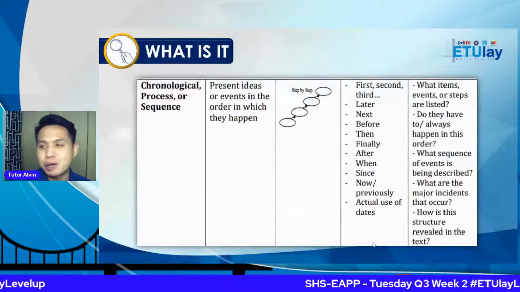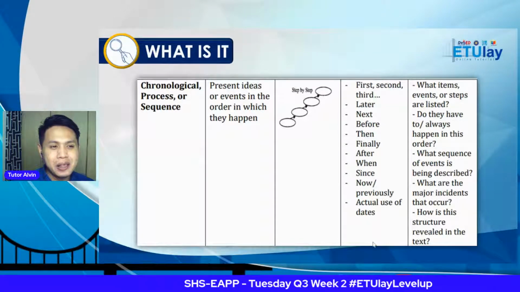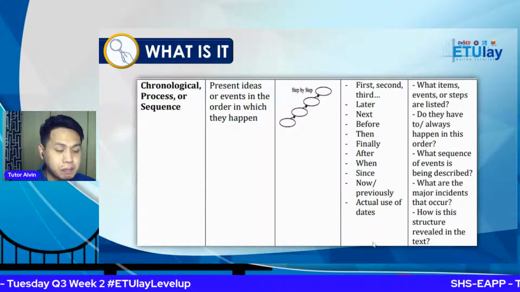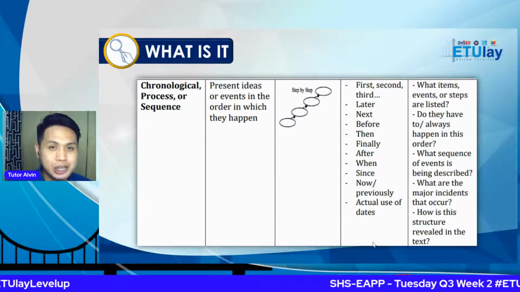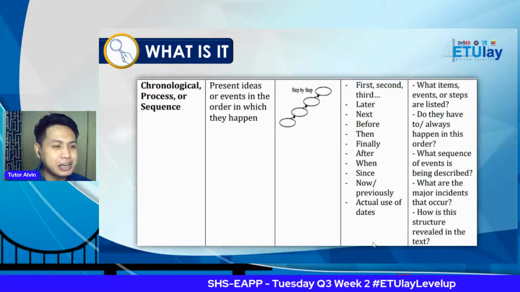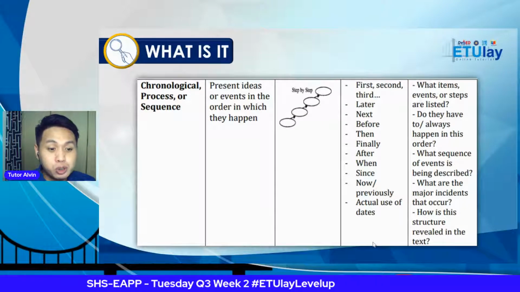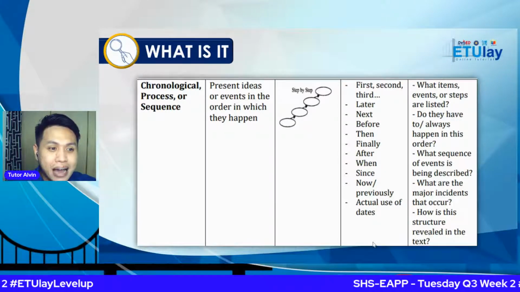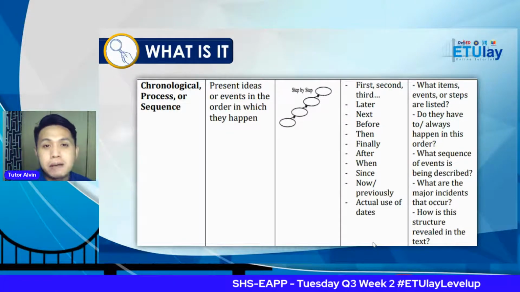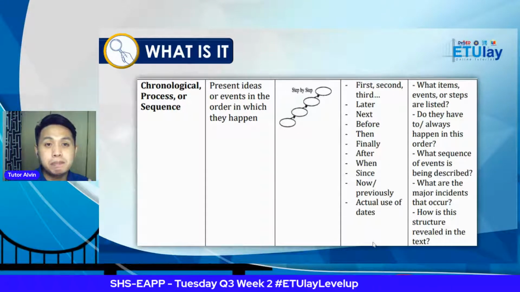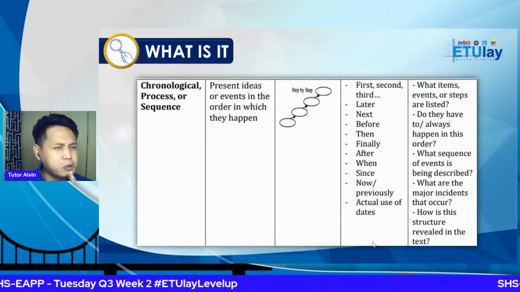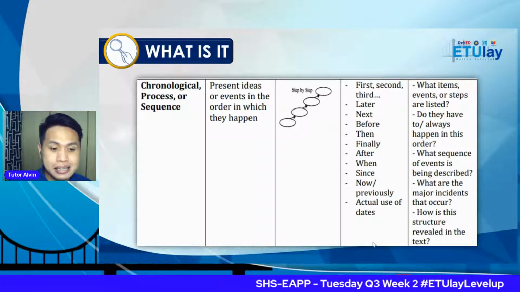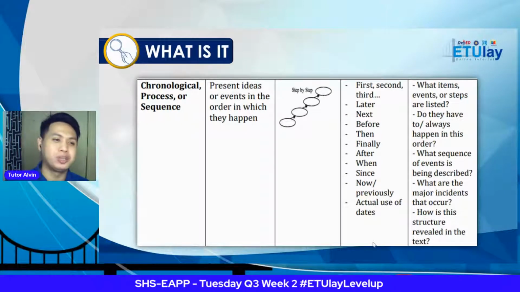The signal words. Of course, since we are presenting time order, process, or sequence, let's watch out for words like first, second, third. When you see those, it is possible that it is chronological, procedural, or sequence. Later, next, before, then, finally, after, when, and many others. Basta, they show time order. So when you read those, the author used chronological, procedural, or sequential structure.